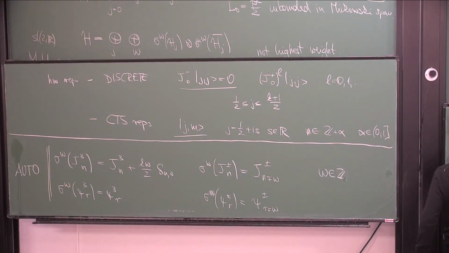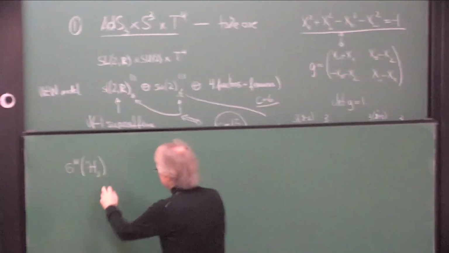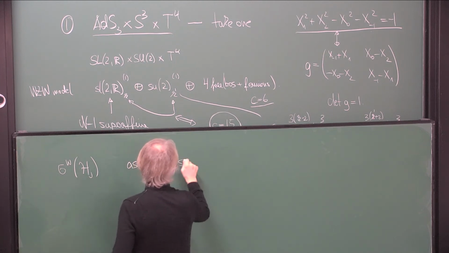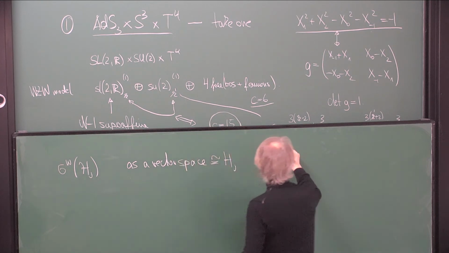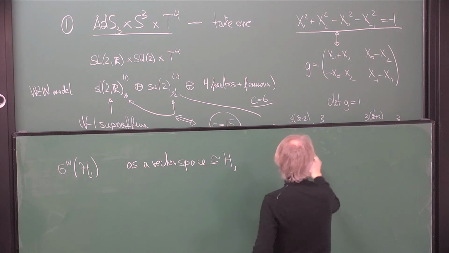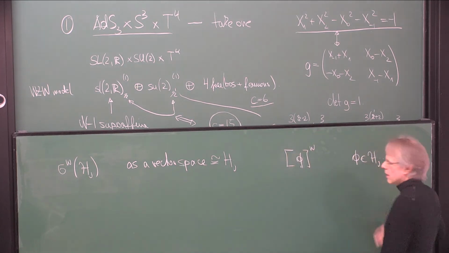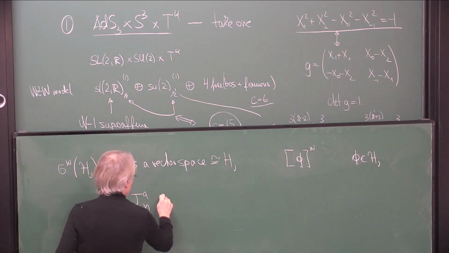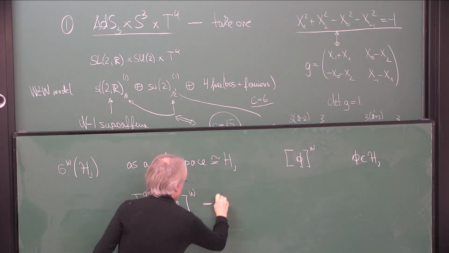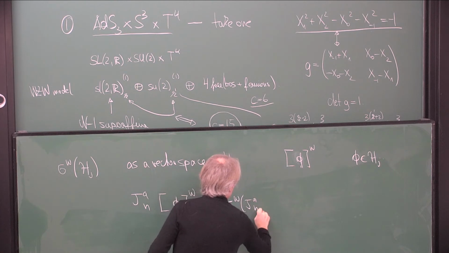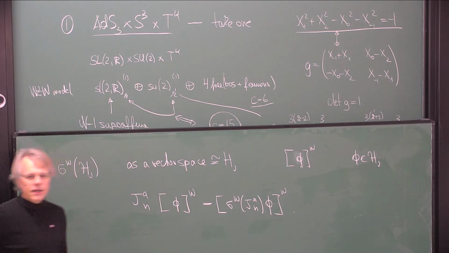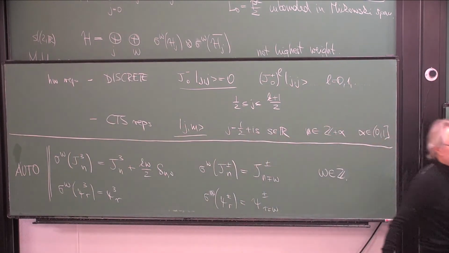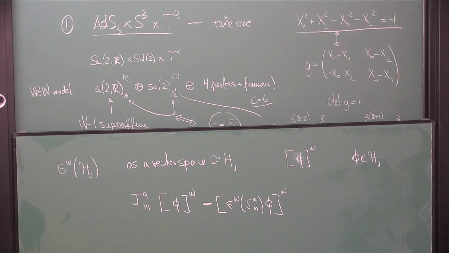So what do I mean by sigma of w on H j? As a vector space, this is isomorphic to H j, and I simply denote the elements by phi w, where phi runs over all the elements of H j. So this is just a carbon copy of the original vector space, and then I define the representation: J a n on the vector phi w is simply defined by applying the automorphism on J a n on phi. So I simply take the same vector space and modify the action by applying the automorphism first. That obviously gives me another representation, right? If you have a representation and an automorphism, that produces for you a new representation.